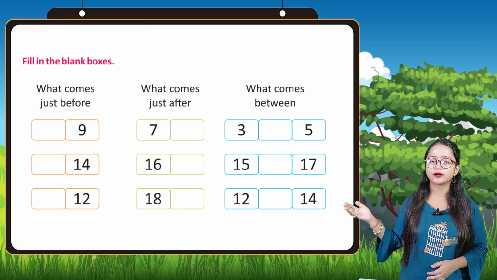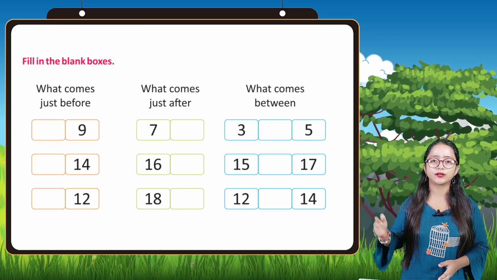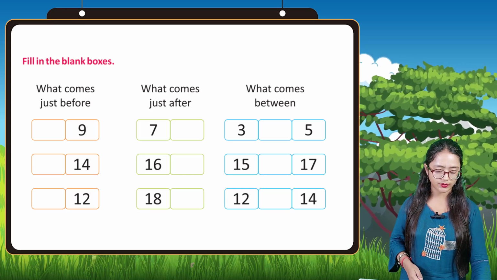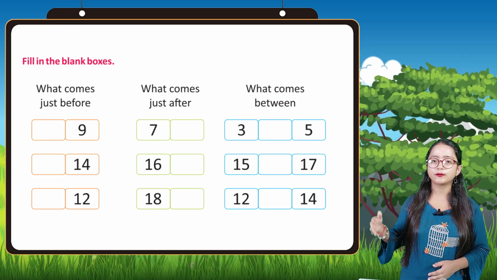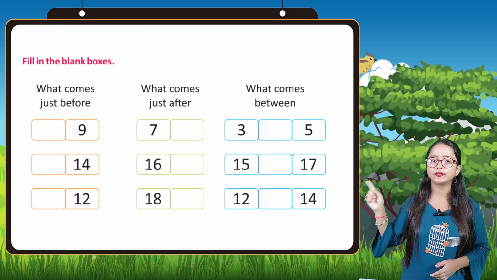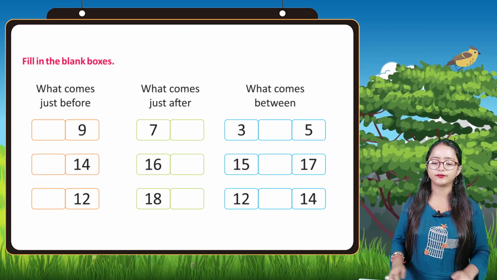Next one, what comes just before 14? That is 13. Write down 13. Next one, what comes just before 12? That is 11. Write down 11.